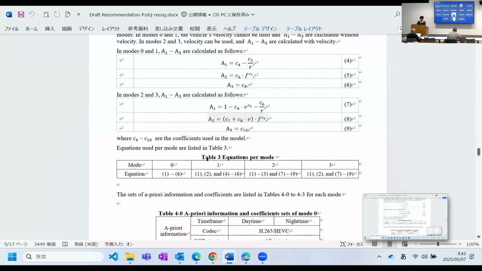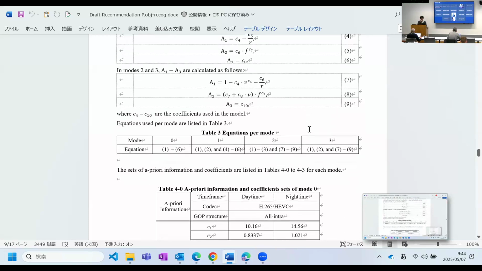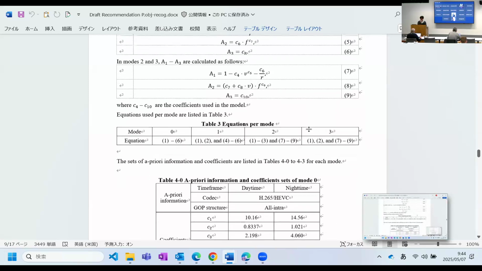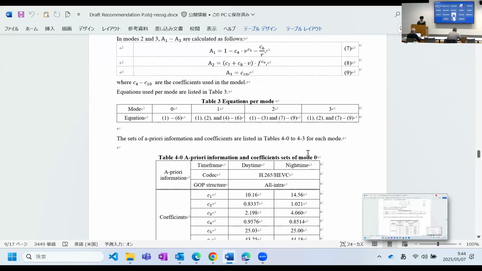The equations used per mode are listed in table 3. Mode 0 uses equations 1 to 6. Mode 1 uses equations 1, 2, and 4 to 6. Mode 2 uses 1 to 3 and 7 to 9. Mode 3 uses equations 1, 2, and 7 to 9. Also, the sets of a priori information and coefficients are listed in table 4.0. It is the a priori information and coefficient set of mode 0 to mode 3.